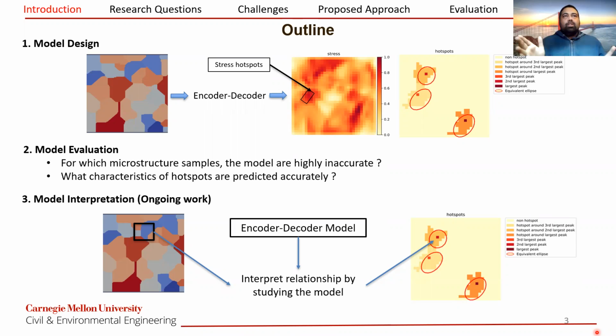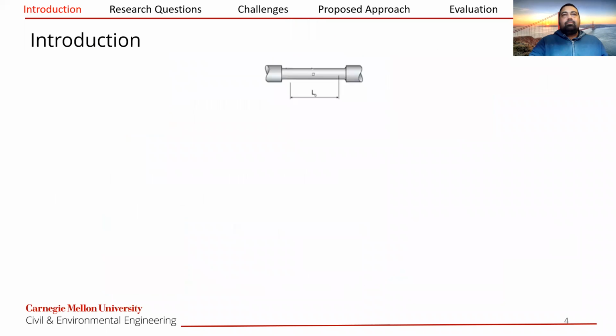We also try to evaluate for what kind of samples it's not working. This kind of information will be very good if we want to improve our model and its application in this field. Then the third part, which is the most important goal of my thesis work: given the microstructure and hotspots, can we use this encoder-decoder to interpret some statistical relations? Can we answer some of our questions? This is what my focus has been on.